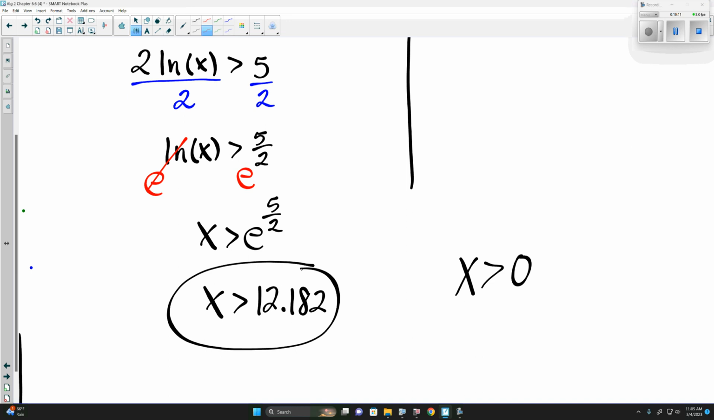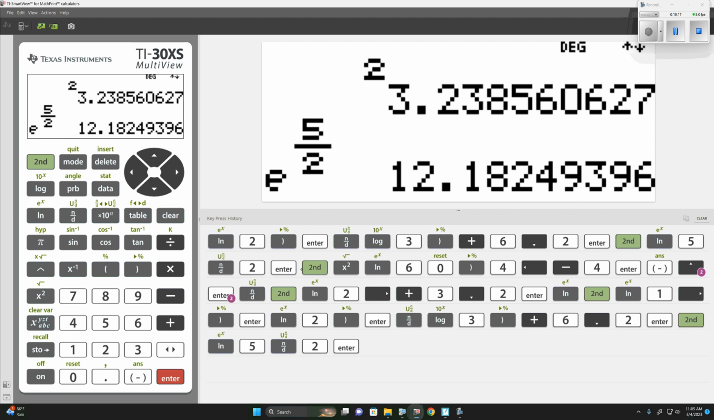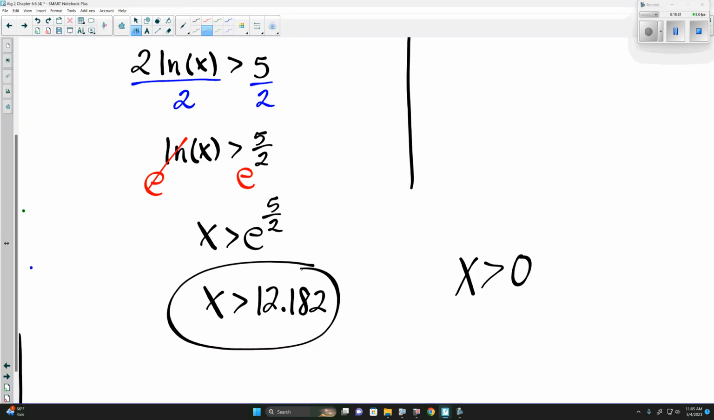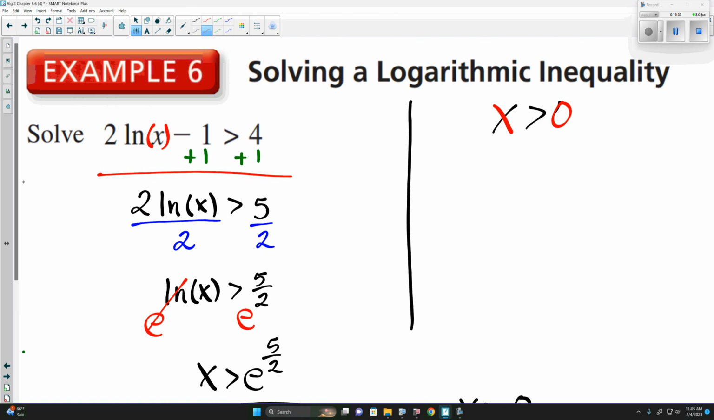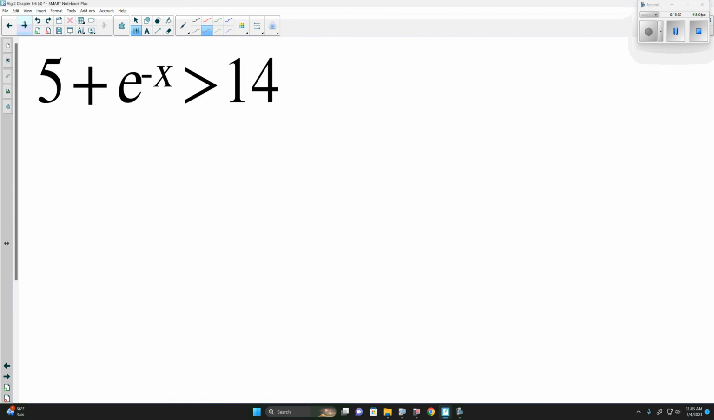Any questions on any of this here? Second ln. And they put them together because to undo ln we use e, to undo e we use ln. So they put those together. Any questions on anything we've done so far? Do we need to see another example of exponentials?